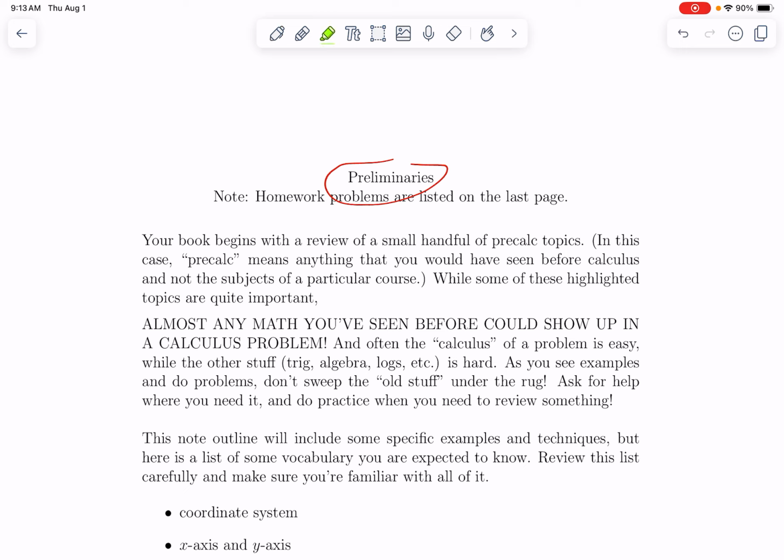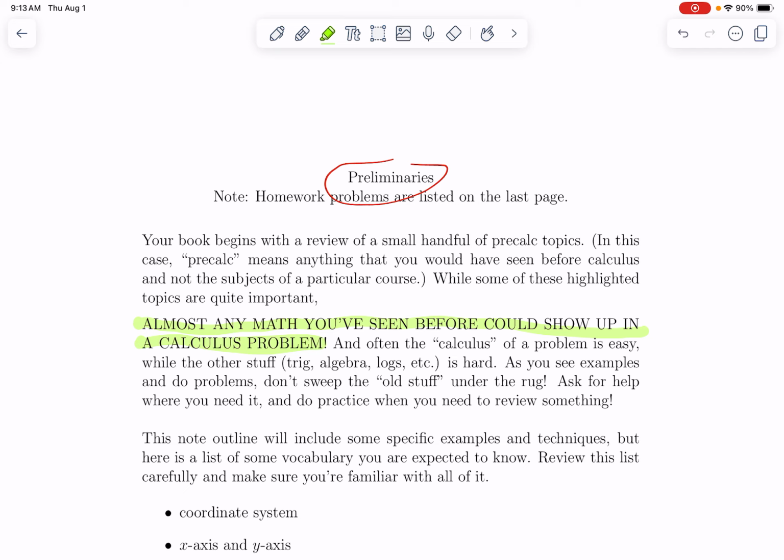But one thing I want to stress is that almost anything you have learned before in a math class could come up in doing a calculus problem. And it could come up unexpectedly. So it's not like, oh, for a month we're going to do calculus problems that involve trig and then we'll forget about it. And then we'll do calculus problems that involve exponentials and then we'll forget about it. It's just everything can come up all the time.